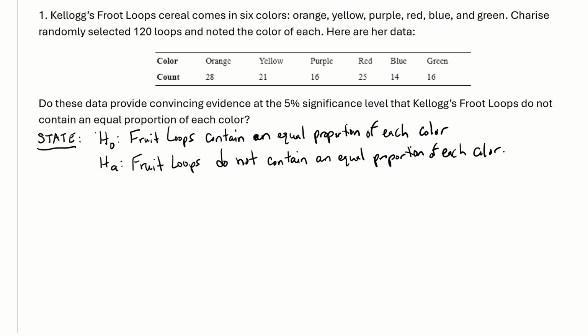Notice that the HA is not saying that all the proportions are different. It's just saying that they're not all equal. So there might be some that are not equal, and that would still qualify as evidence for HA.